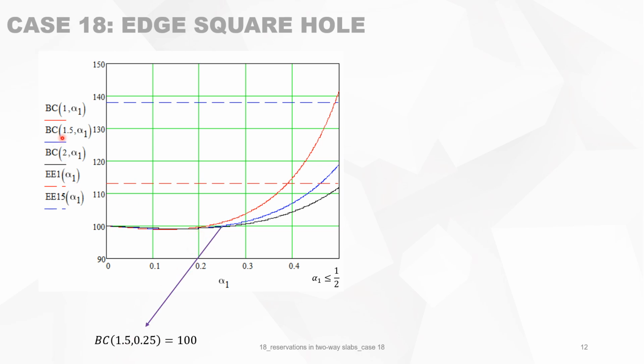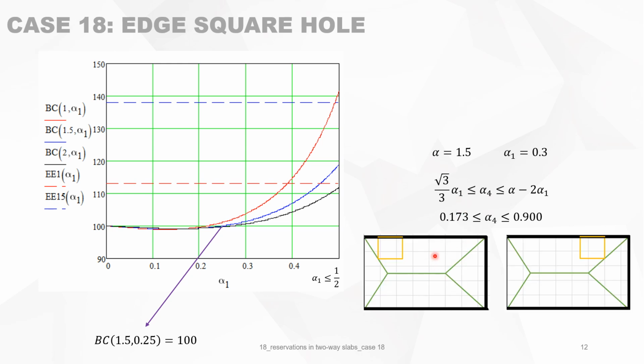We can see, for instance, for the blue curve, when alpha is 0.25, then the bearing capacity here is 100%. So you are not touching the bearing capacity. For alpha equals 1.5, alpha 1 here is, for instance, 0.3. Then we look at this limit and we can fill in alpha and alpha 1. And you see alpha 4 is between those two values. So that's possible. There's no problem at all. This condition is like the left-hand side is this, and the right-hand side is this condition. So it's a hole which is going from there to there.